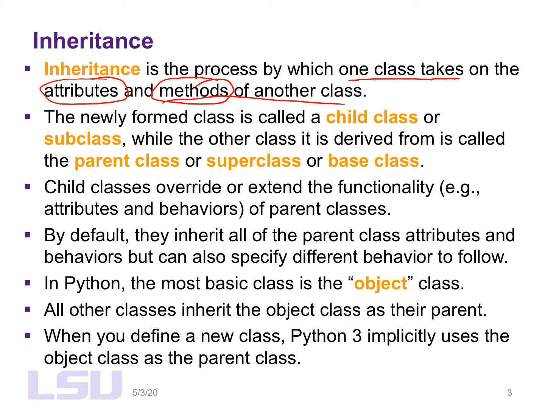So a class, this class can inherit the properties of this class. So this is the parent. This is one child class. You can have multiple child classes, right? All of them inheriting from the same parent.